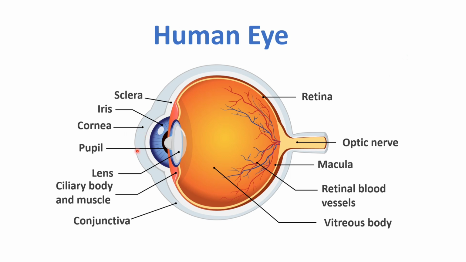Next, there is a lens. This lens we have already discussed as a convex lens. It is also called the crystalline lens. This lens forms the inverted real image on the screen at the back of the eye called the retina.